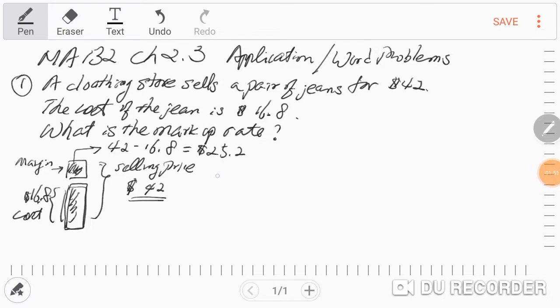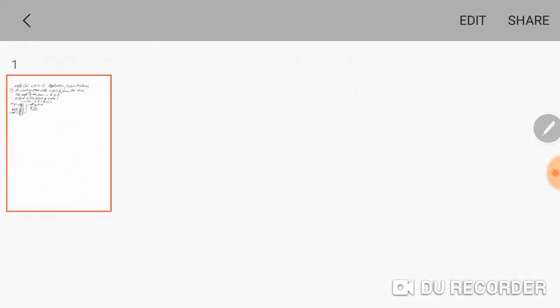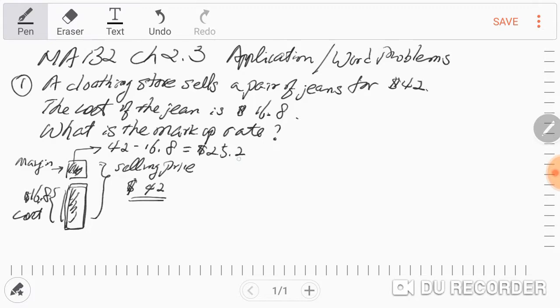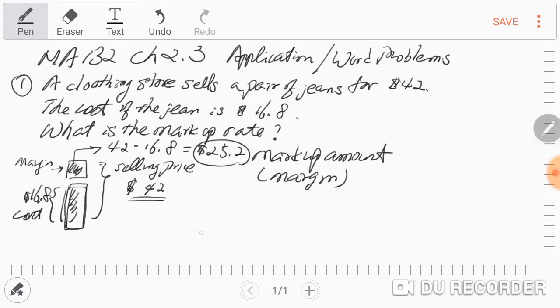Okay, so I did a little calculation. 42 minus 16.8 is $25.20. So this is the markup amount, or this is the margin. Then we are looking for the markup rate. So let's say the markup rate is X%.